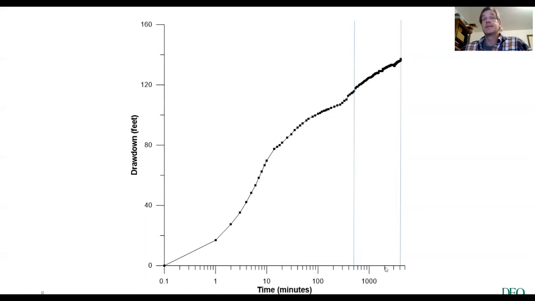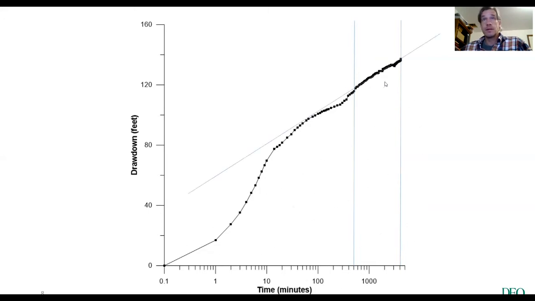And it's important to note, because this is a log scale, this time here to this time here is the same amount of time as from this time here to this time here. 1,000 minutes here, 1,000 minutes there. So this is a long time period we're talking about right here, even though it's short on the graph.